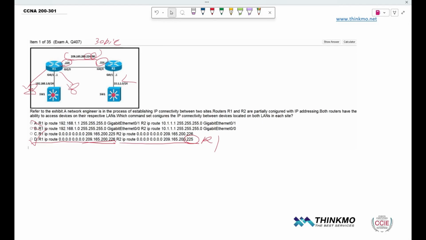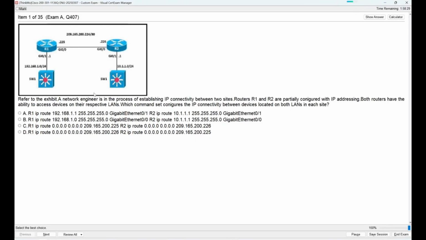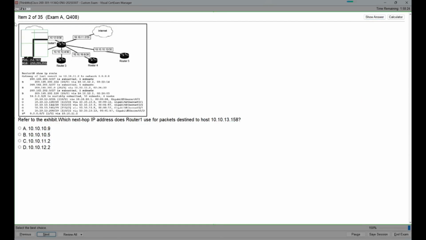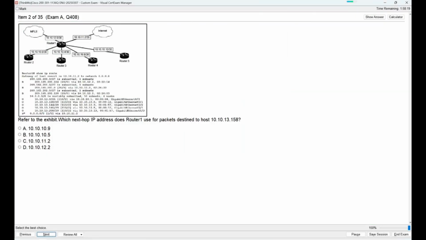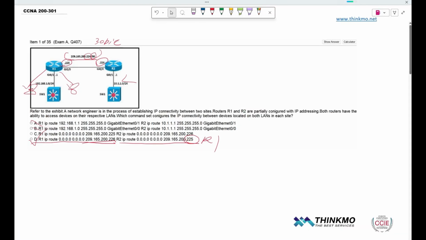Let's take a moment to carefully look at the correct answer now. Choose D. Alright, next question. This question is pretty much the same as the previous one, very similar.